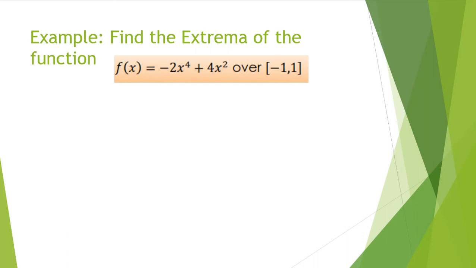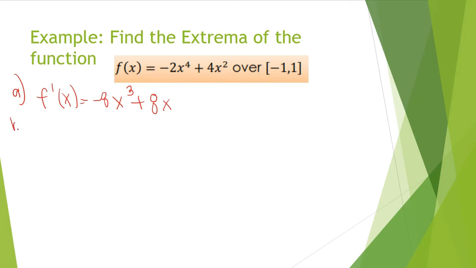So ganito yung gagawin natin, step by step. Step 1, we have the derivative or f prime of x. So we take the derivative of this function. Negative 2 times 4 is negative 8. And then 4 minus 1 will give us x to the third power. And then yung pangalawa, we have 2 times 4, that is 8. And then 2 minus 1 will give us x.